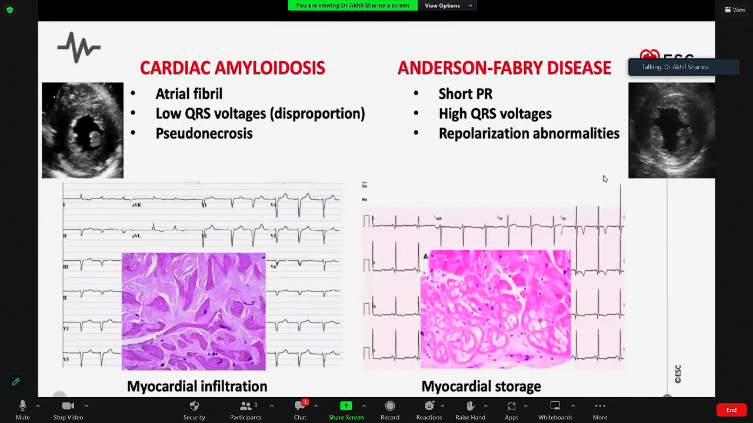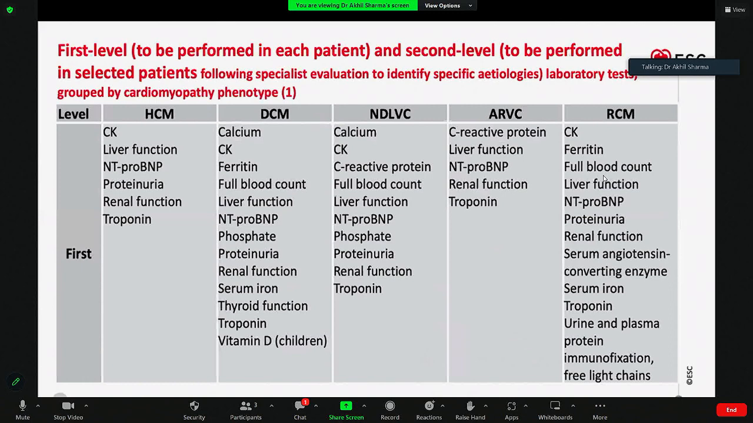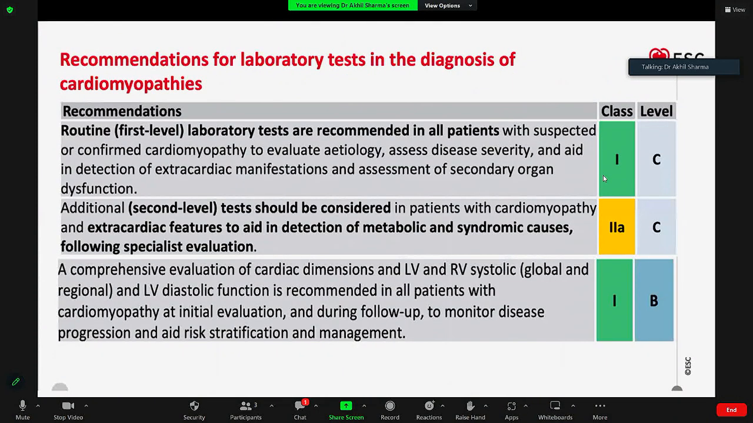As you can see, cardiac amyloid and Anderson-Fabry disease both look similar on echocardiographic imaging, but by ECG or pathological findings, we can easily identify the kind of condition. These are the first level of investigation, which should be considered in each and every patient with suspected cardiomyopathy. Class 1 indication is for the first-line investigation, and class 2 second-level investigation should be considered for specific diagnoses in specific populations.